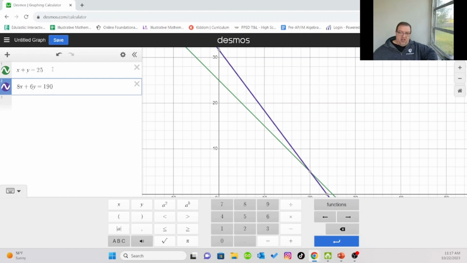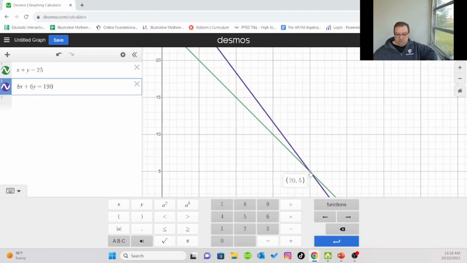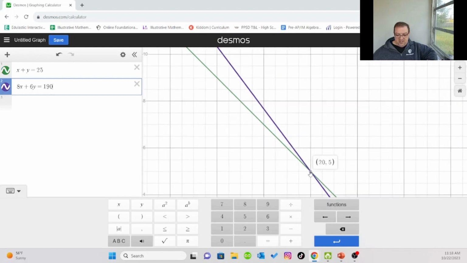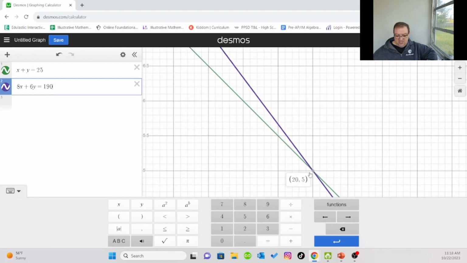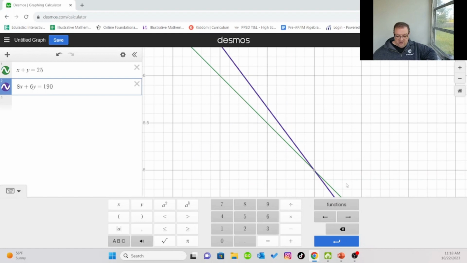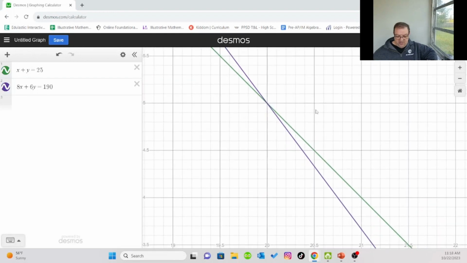So my green line represents the number of tables. My blue line represents the number of people. And we said that a solution to a system of equations is the point at which these lines cross. And we can see right here, this happens when our x value is 20 and our y value is 5.